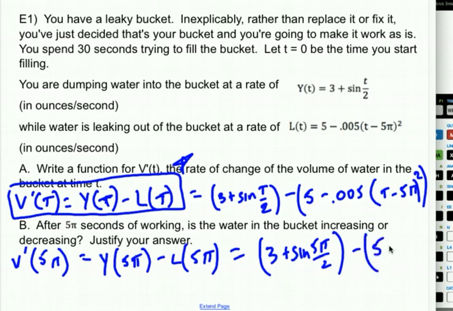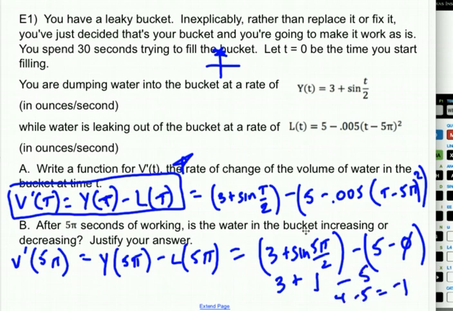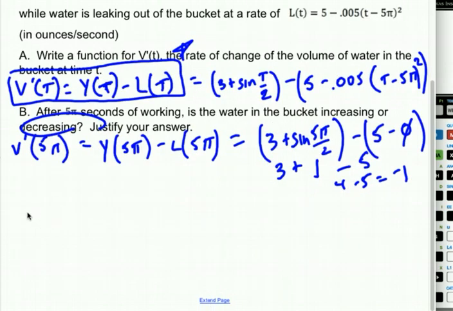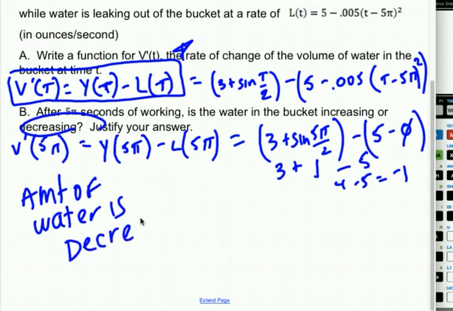And then I have a 5 minus what seems to come out to be a bunch of 0, right? Because when I plug the 5 pi in, the t minus 5 pi squared is going to be 0. So, seems to me that I get a 3 plus 1, because if you're having trouble, remember where 5 pi over 2 is. This is single pi over 2, right? 5 pi over 2 is one more lap around the circle. So I get 4 minus a 5. So 4 minus 5 is a negative 1. So the answer is that the level, or the amount of water in the bucket is decreasing, right?